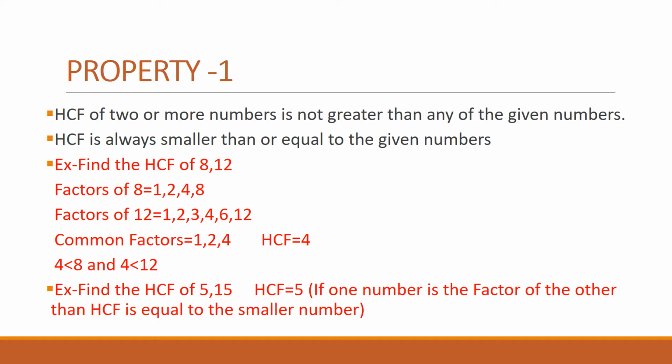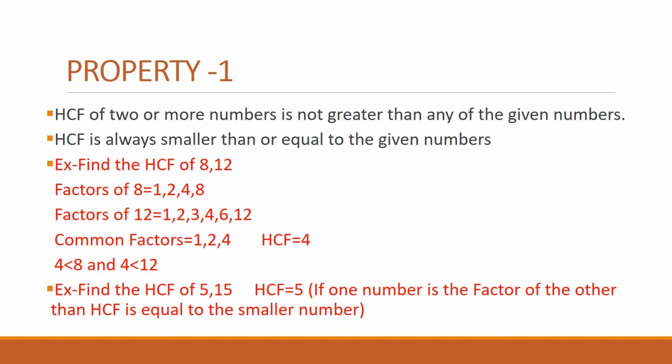Now what are the factors of 8? 1, 2, 4 and 8. And what are the factors of 12? 1, 2, 3, 4, 6 and 12. Now you can see here what are the common factors of both the numbers: 1, 2 and 4.